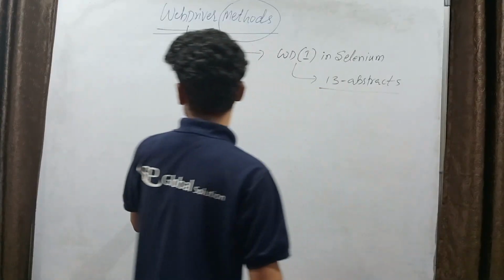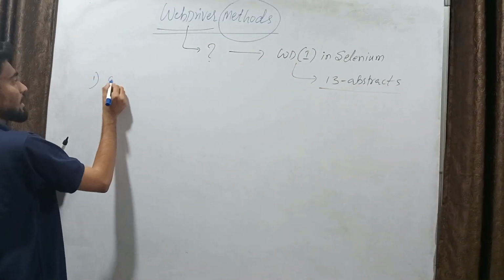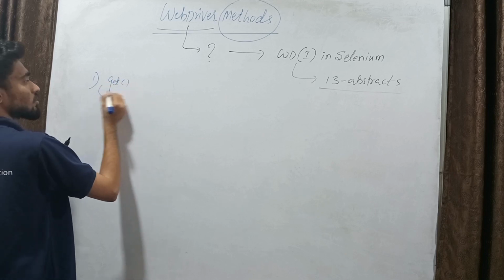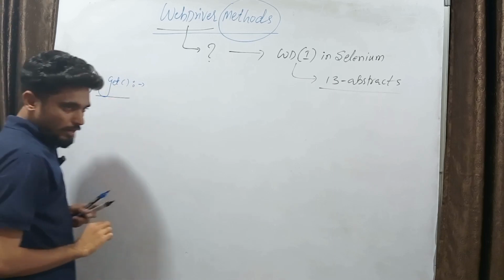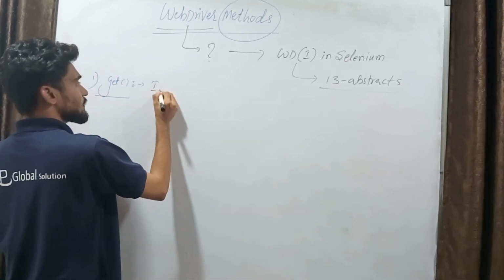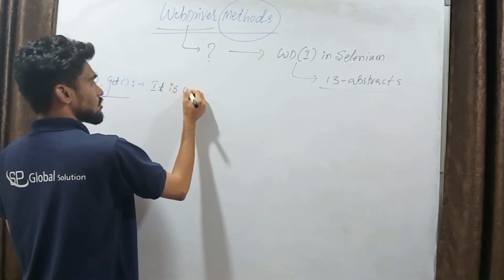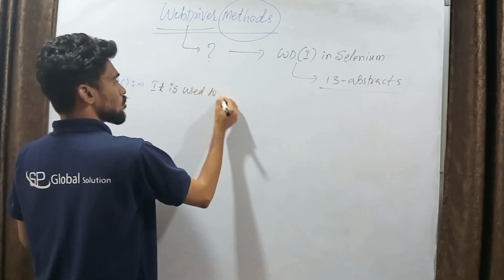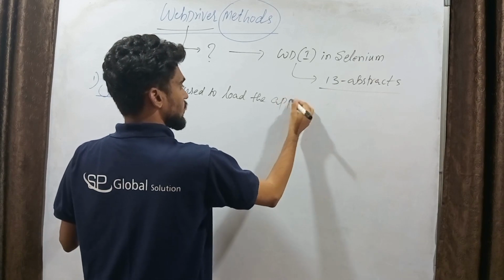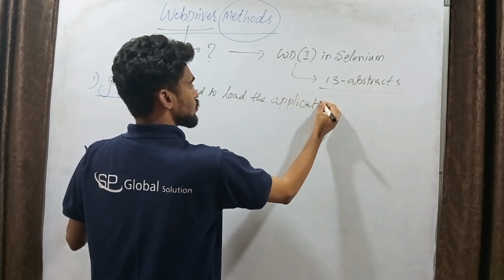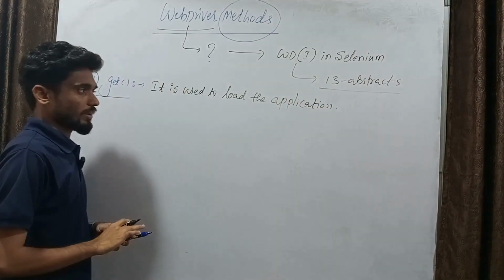So boss, method number 1 is called the get method. Okay, sir, what is the purpose of the get method here? It is used to load the application.